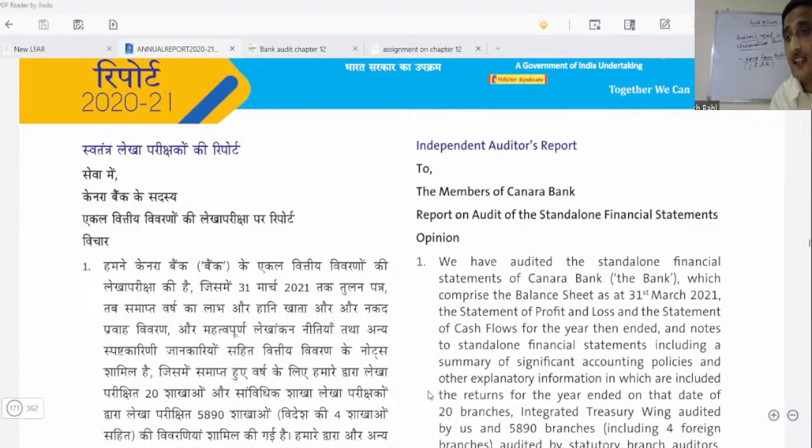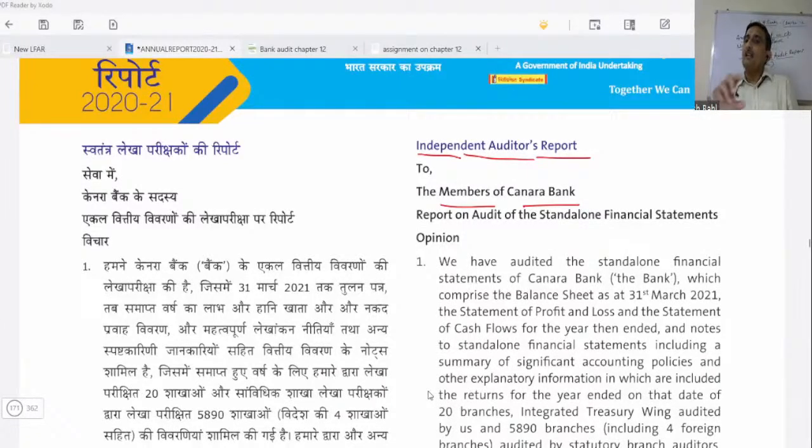Now this is the audit report of a public sector bank. How does it start? Independent auditors' report to the members of so-and-so bank. First of all, like we had seen in the chapter on audit report, guys, first there is a heading. Now you correlate it with your chapter on audit report. First there is a heading, then it is addressed to the members.